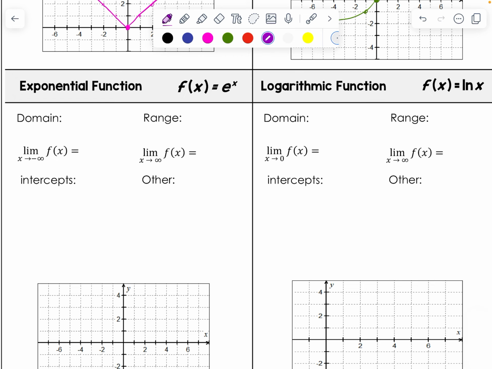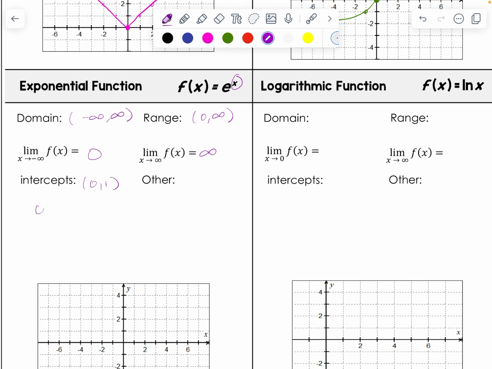Our exponential function has no restriction on the x. Remember, that means it's in the exponent. So we know domain is negative infinity to infinity. But the range does have to stay positive, so from 0 to infinity. The limit as x approaches the left is 0, and the limit as x approaches infinity to the right is positive infinity. And the intercept is at 0, 1.